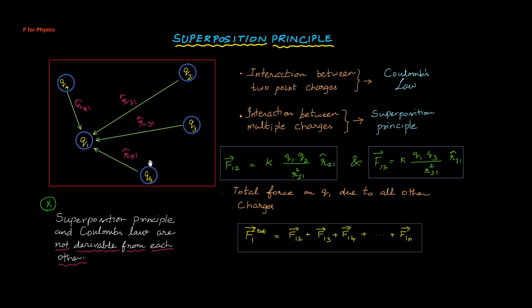Let us associate this statement with the diagrammatic representation that we have given here. The total force acting on a given charge, here we have chosen the given charge to be Q1, is equal to the vector sum of the forces exerted by all the other charges present in the system. So the other charges represented here are Q2, Q3, Q4 and Q5 respectively.